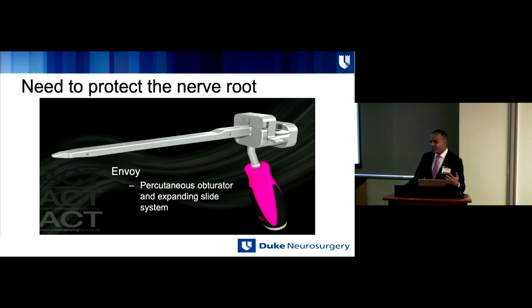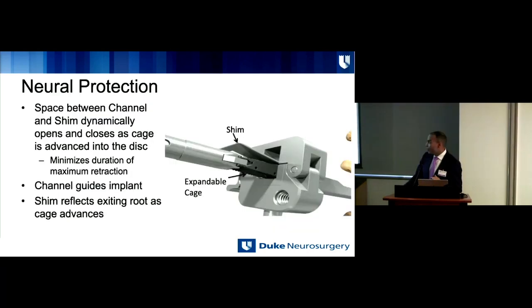So this is something that was really important. There are people that talk about getting into Kambin's triangle and then just putting a K-wire down there and hammering a big cage. I would not advise anybody to do that because you put the DRG right under danger there. So what we did is actually made an insulated device that is encapsulated by all 3 dimensions so that you can put this in there and protect that exiting nerve root.